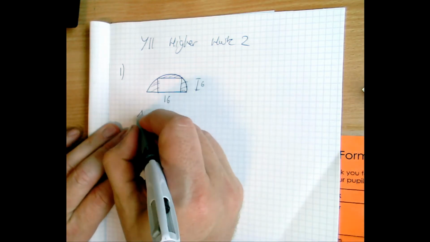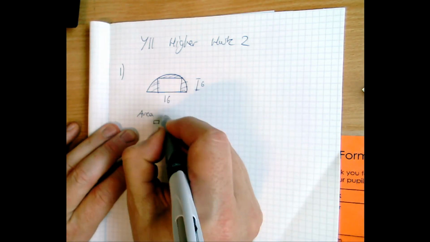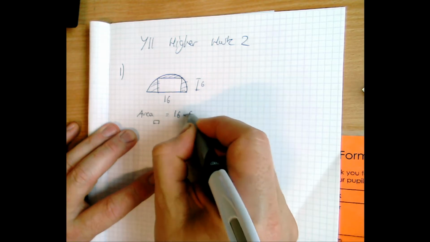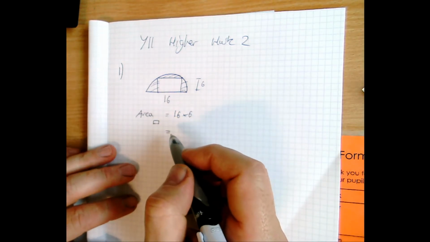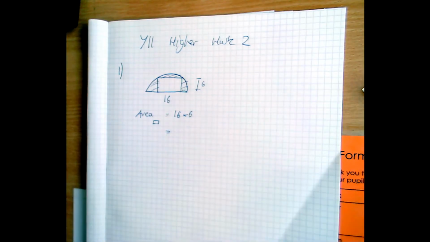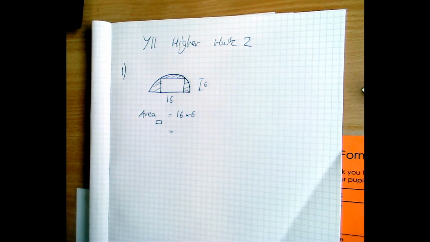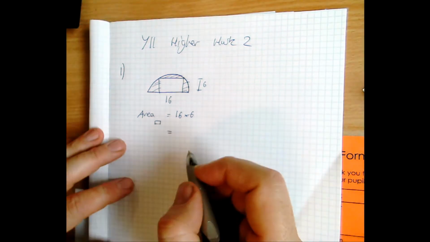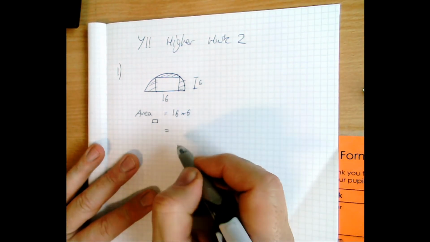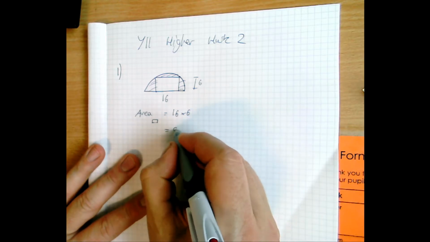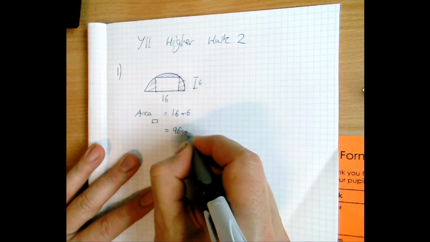So the area of the rectangle is easy. Area of the rectangle, 16 times 6. Now, because it's in terms of pi, this would probably be a non-calculator paper. Let's check the focus of this thing. That's a bit better, I think, isn't it? So we need to do this without a calculator. 6 times 10 is 60, 6 times 6 is 36, so 96 centimetres squared.